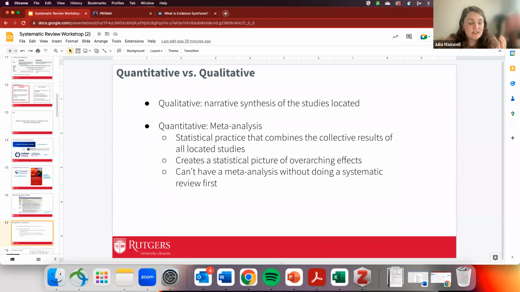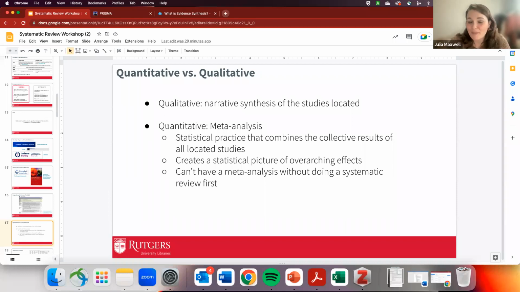A quantitative systematic review is going to be a meta-analysis. Has anybody heard of the term meta-analysis before? Yeah. So it's a statistical practice. It combines the collective results of all of the studies, right? It takes the data from each study that you've identified and puts them all together in a digestible way that draws a conclusion. So it gives a statistical picture. You can't do a meta-analysis without doing a systematic review first.